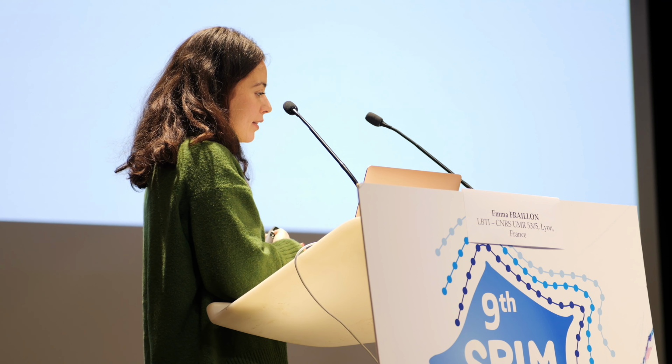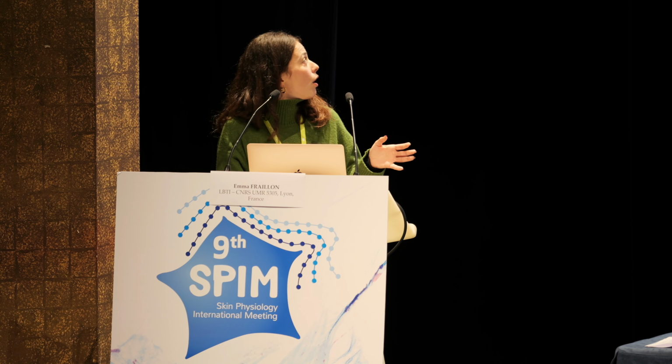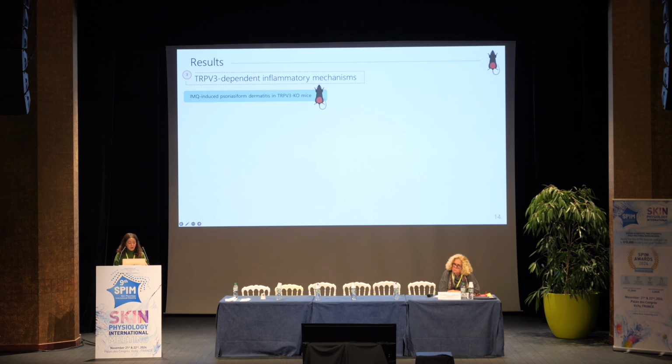Finally, the third axis aimed to decipher some TRPV3-dependent inflammatory mechanisms. To do so, we came back to our imiquimod-induced psoriasiform mouse model, but this time we performed imiquimod treatments in both wild-type and TRPV3 KO mice to see if TRPV3 KO mice would develop psoriasiform dermatitis in the same way as wild-type mice, and if not, what parameters changed.